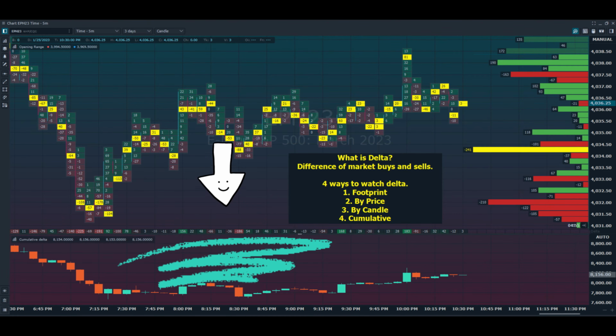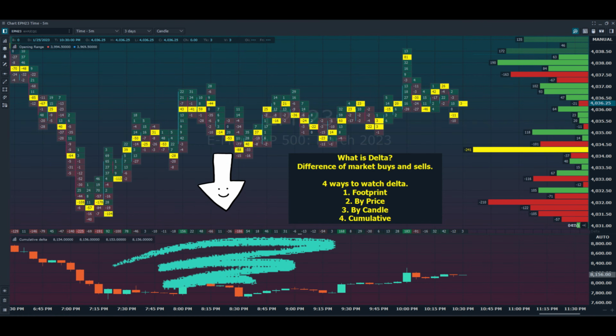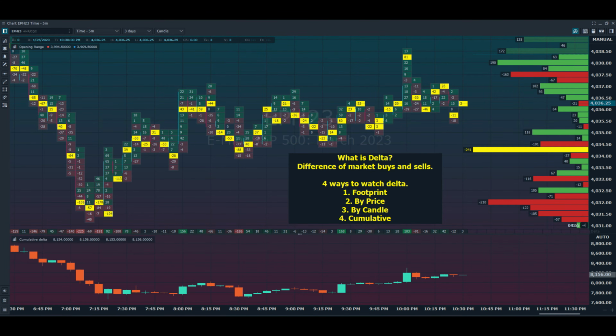Next would be delta by candle, and this is where we see the delta flips at. This shows you the total amount of delta within each given candle. And as that candle is being posted and as we approach levels of interest, we can watch the fluctuation of that delta to kind of determine whether or not buyers or sellers are stepping in.